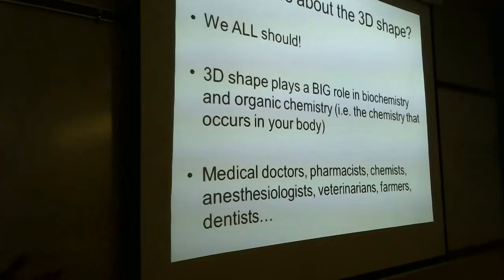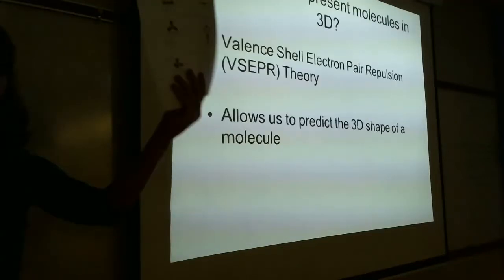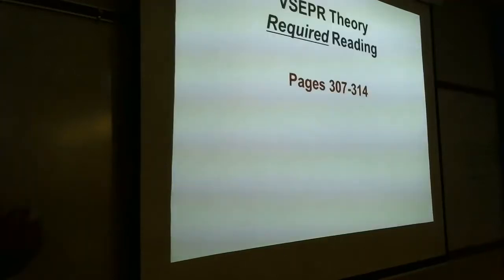Okay, so not just MDs and pharmacists, but if you're an anesthesiologist, if you're a vet, if you're going to be a dentist, if you're going to be a farmer, you're going to care about this, okay? Because if you care about chemistry in any way, you care about shape of molecules. Now, whether you enjoy it is another question. So like I said, VSEPR stands for valence shell electron pair repulsion, and it gives us the 3-dimensional shape.